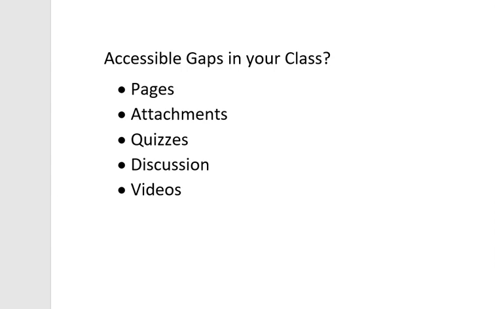So let's go through one of my classes and just kind of see where there might be accessibility gaps. Things we may be utilizing when we build a class are the pages in Canvas, different types of attachments, the quizzes, discussion boards, and videos.